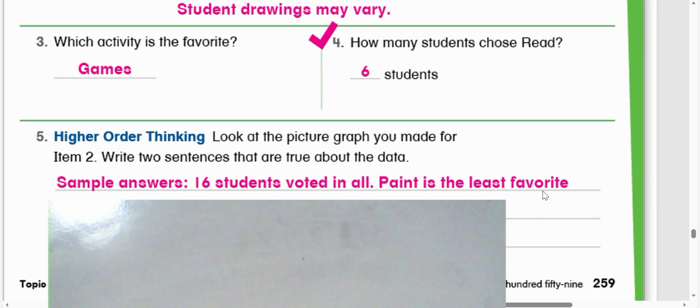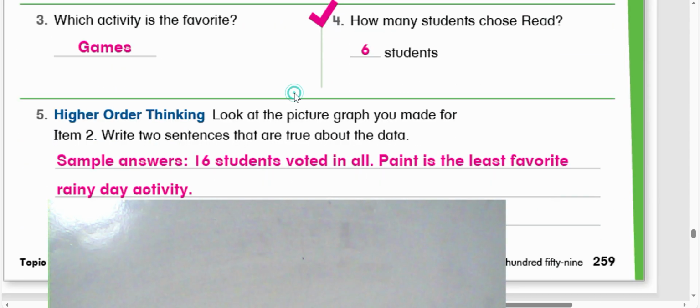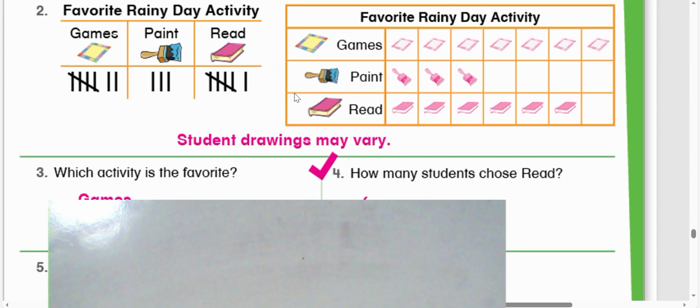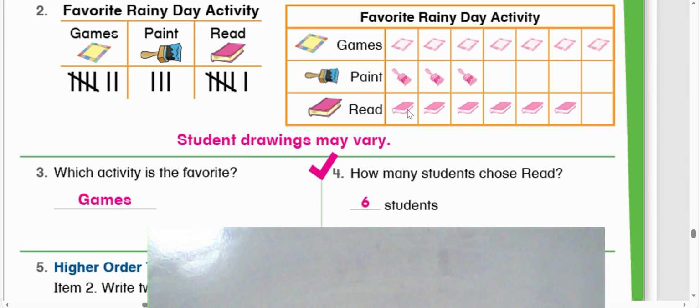Which activity is the favorite activity? It will be games. The favorite here is the most. How many students choose read? We can write count here to be 6. 6 students.